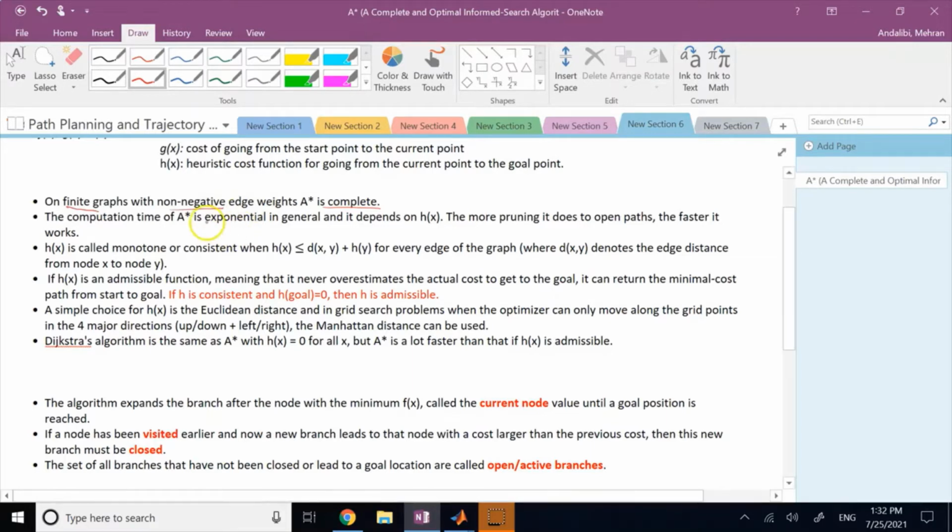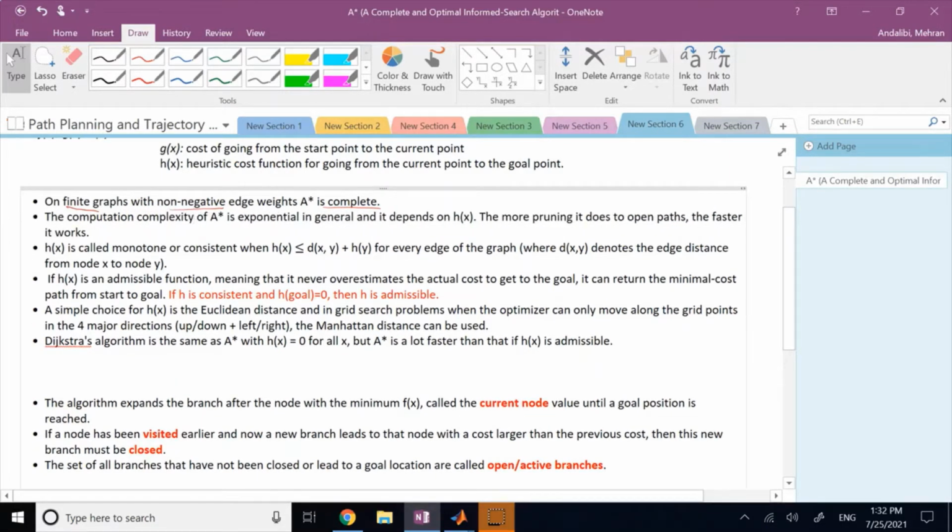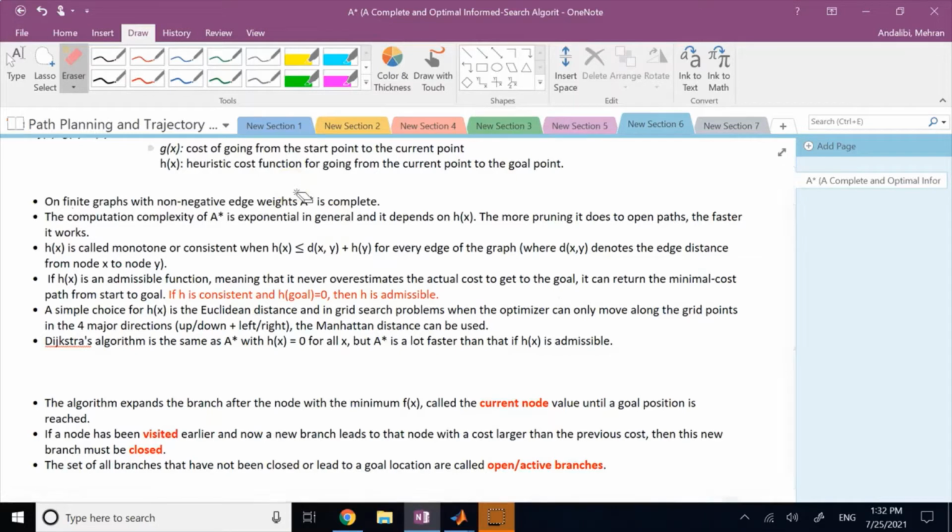The other thing is the complexity of it, not the time of it. The complexity of it is exponential, which means as you have more and more nodes, the number of operations it takes for this algorithm to find the solution is going to be an exponential of that, or a power function basically, correct?